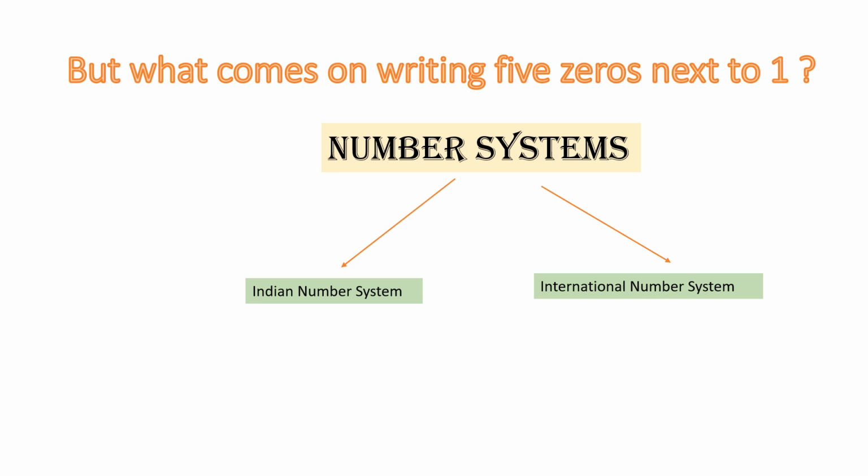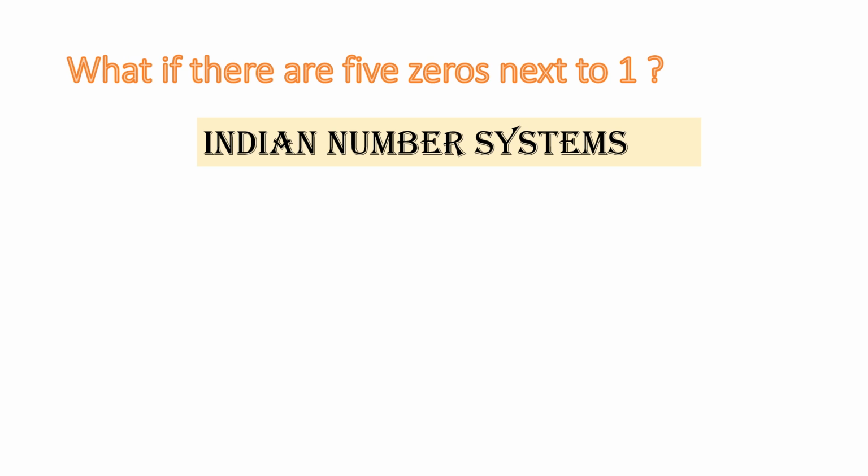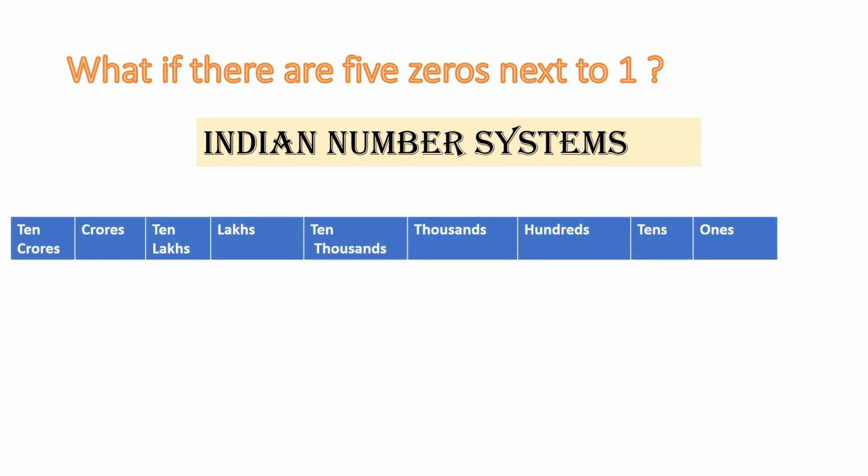Let's try the next one. What comes on writing 5 zeros next to 1? Now we have to learn about 2 number systems. One is called the Indian number system and the other is called the international number system. If there are 5 zeros next to 1, we can put it in either way. Well, let's try with the Indian number system first. In the Indian number system, the place value chart expands to this: ones, tens, hundreds, thousands, 10,000s, lakhs, 10 lakhs, crores, 10 crores.